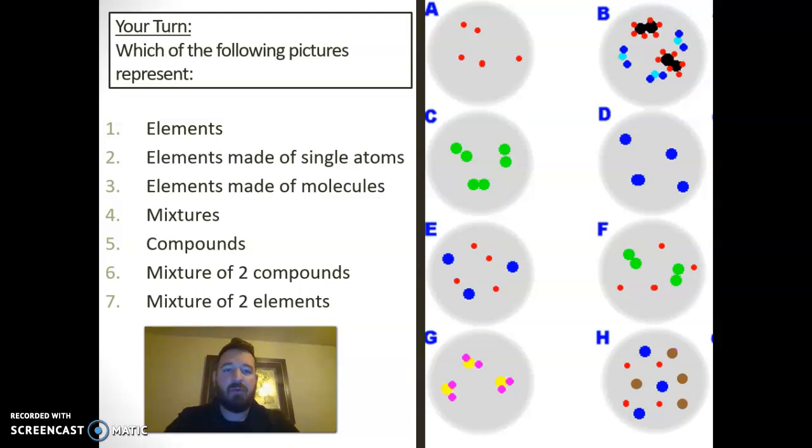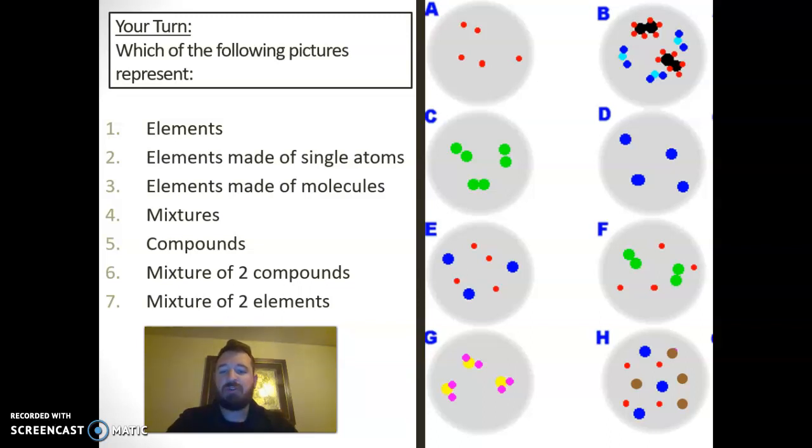Number four, which ones would be examples of mixtures? B would be a mixture, E, F, and H. So B, E, F, and H would be mixtures. Which ones would be compounds? That would be G. G is a compound.